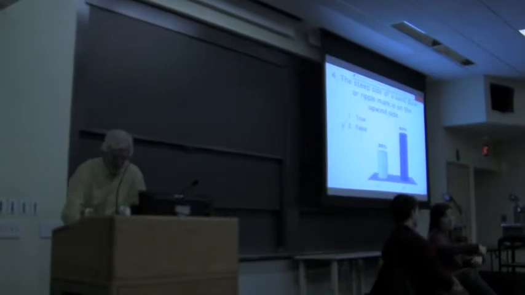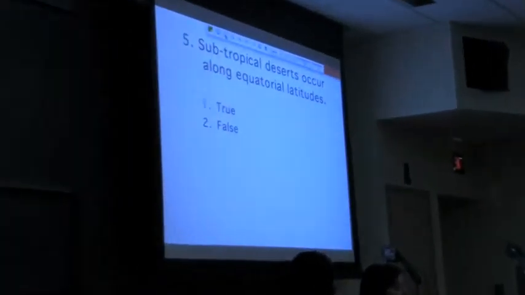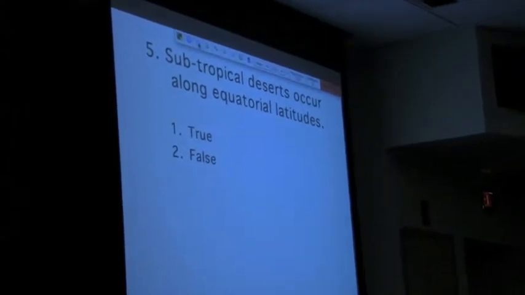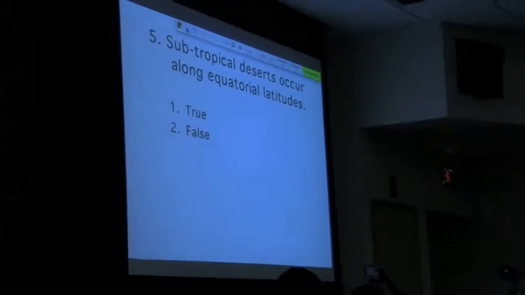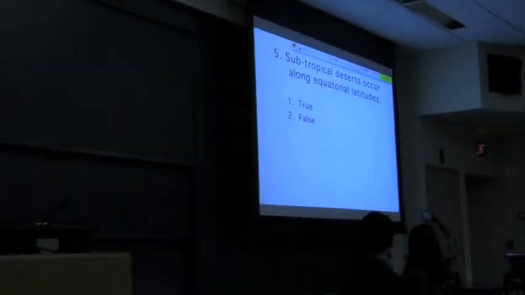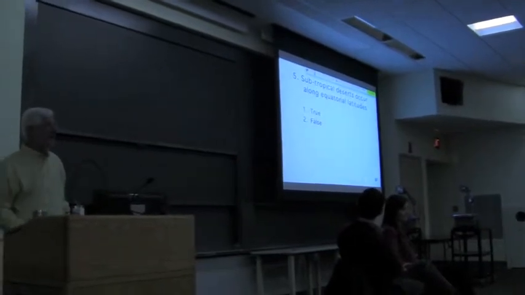All right, here we go. Subtropical deserts occur along the equator. Is that true or false? Subtropical deserts occur along equatorial latitudes. The polls are open. Countdown is on. Here we go.